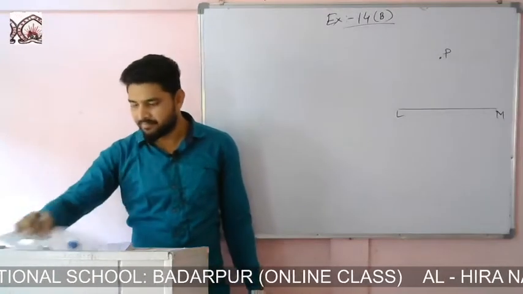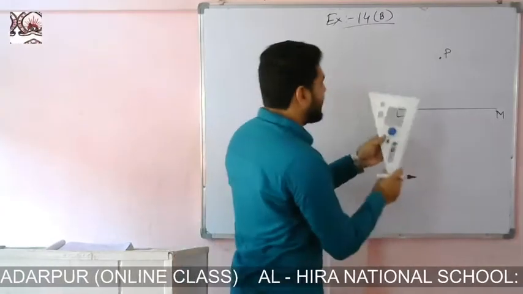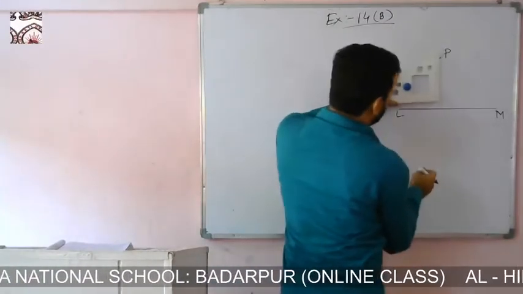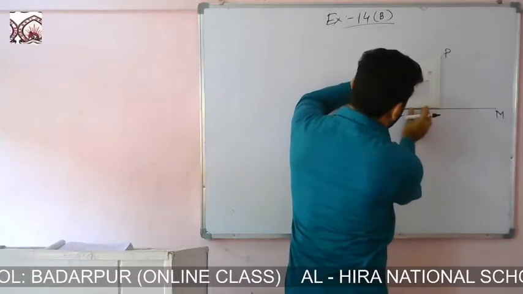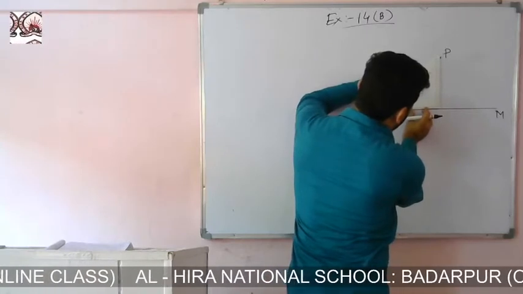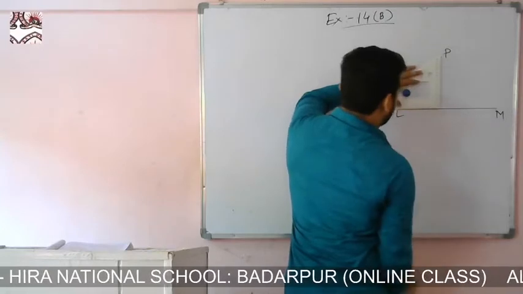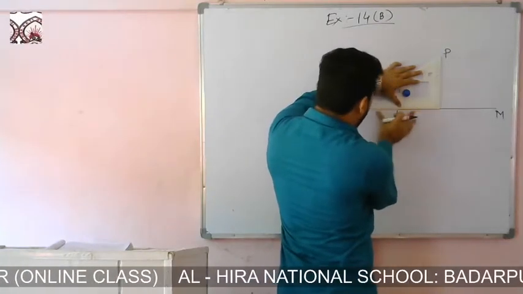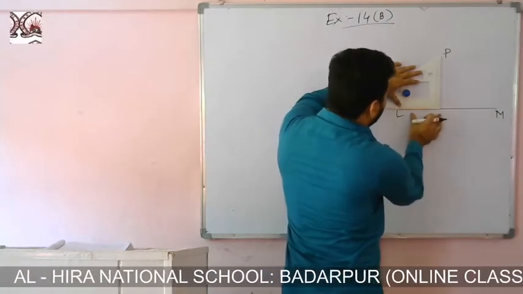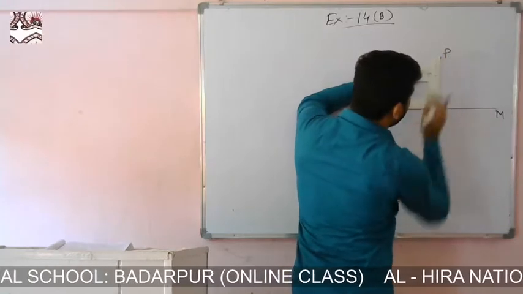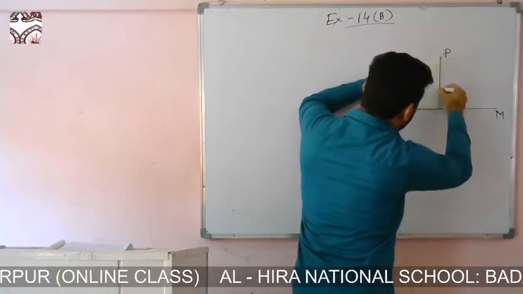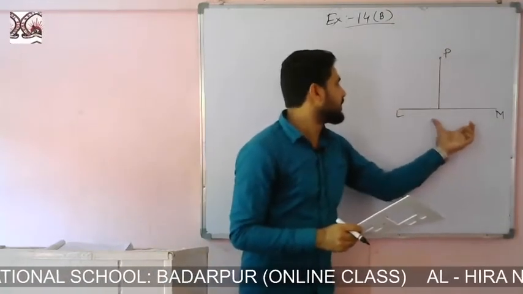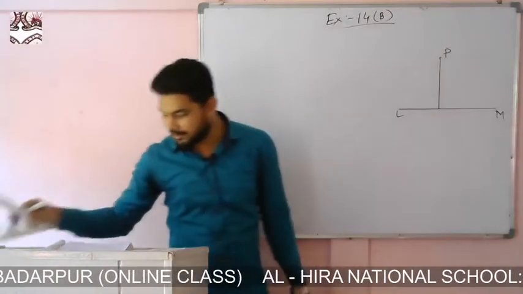Now place your set square like this. Make sure that this portion of the set square is on the line segment LM, and this portion matches with the point P. After that, you just draw a line like this, and you can say that this line is perpendicular to LM.